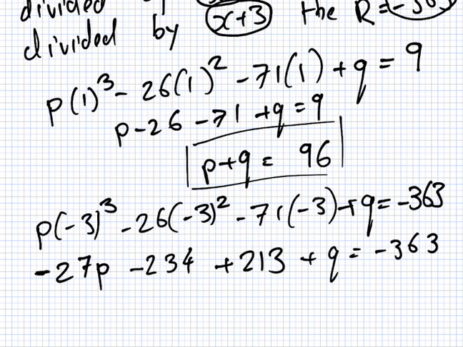So I get here minus 27p plus q equals minus 342. 360. But I brought the other numbers over. Minus 363 minus 213 plus 234. Yeah. Oh, we can solve it.